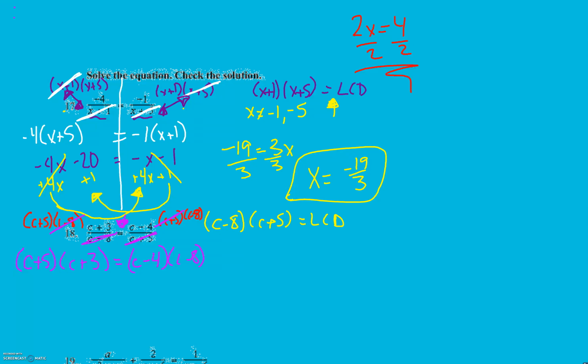So here I'm going to go ahead and simplify by FOILing. C squared plus 3 plus 5 is plus 8c plus 15. C squared minus 8c minus 4c is minus 12c plus 32.